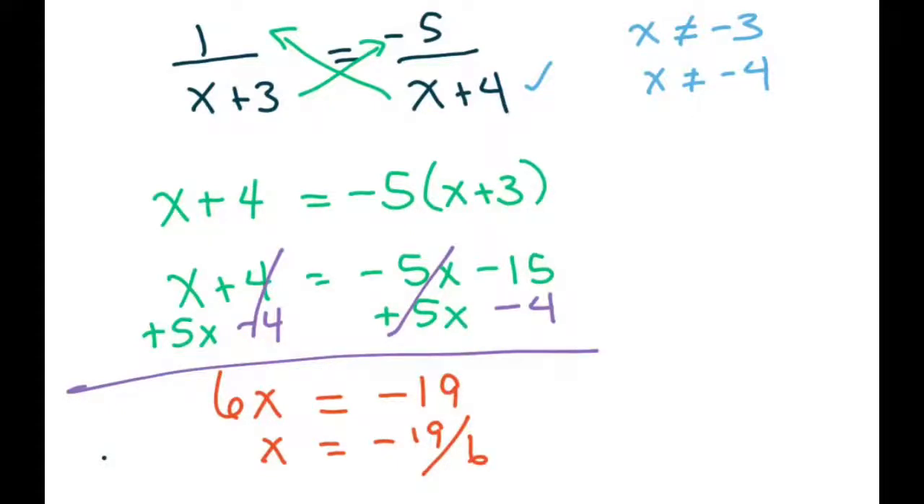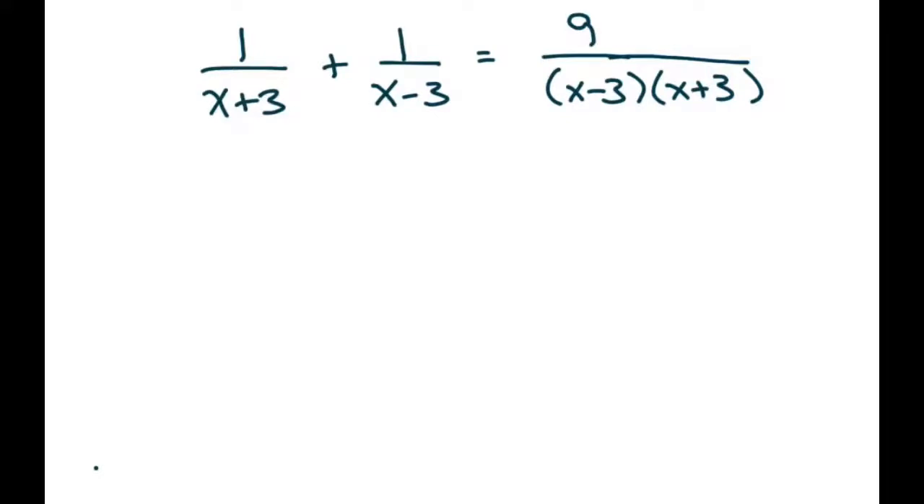Alright, now the next one is this one. First of all, I went ahead and factored that out. That was really x squared minus 9. So I factored it out, and I also have to know that x cannot be plus or minus 3. We can't have negative 3 because that would mean you're dividing by 0, and you can't have a 3 there either. And the same thing would happen with those two.